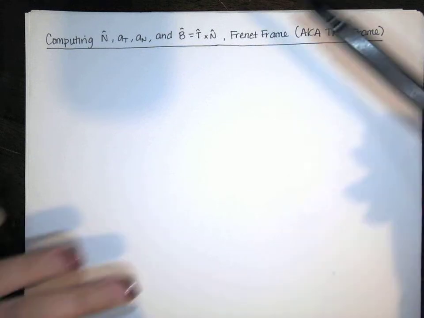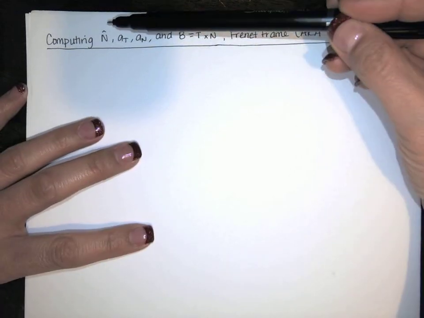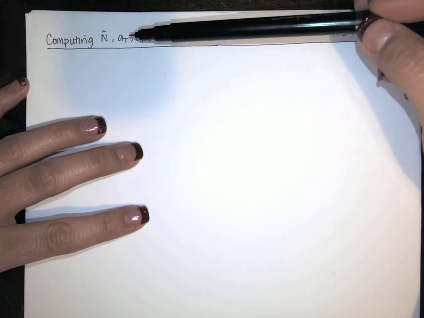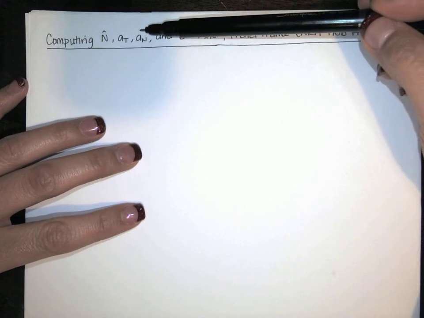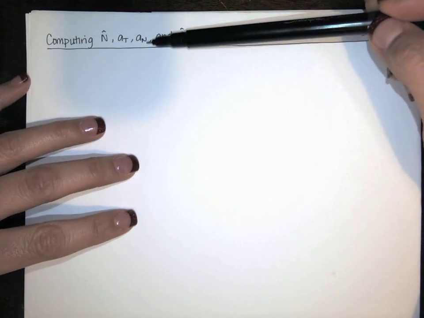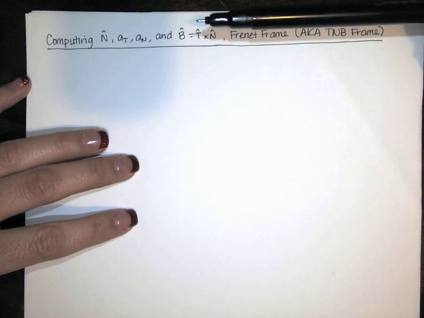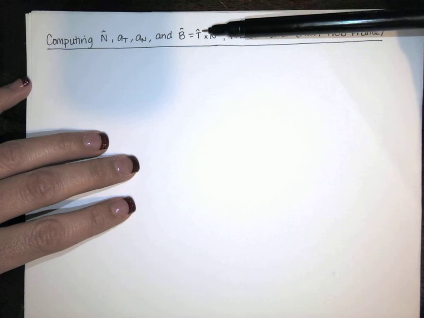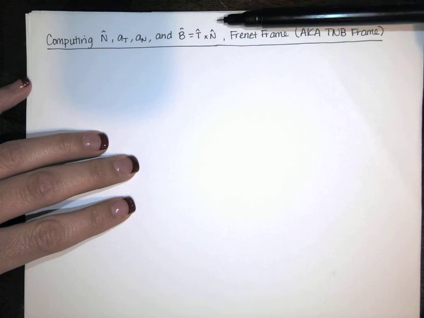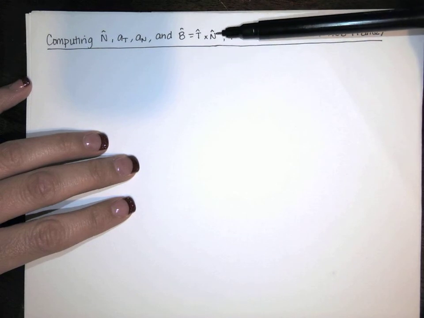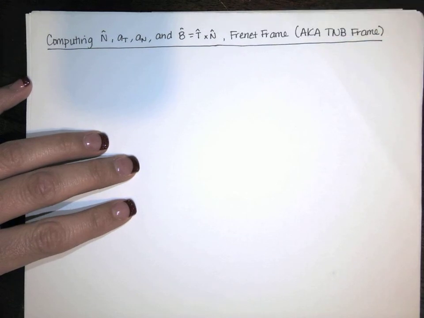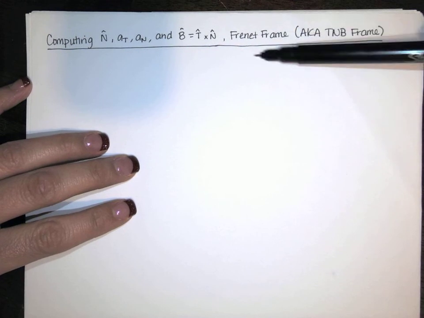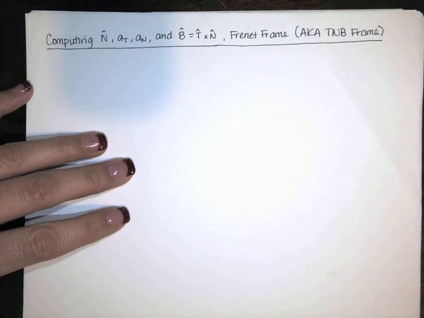In this video, we're going to look at computing n hat, a sub t, the tangential component of acceleration, a sub n, the normal component of acceleration, and a new vector quantity. It's called the binormal vector. It is defined to be the unit tangent vector crossed with the unit normal vector. And we're going to talk about this idea of what's called the Frenet frame.